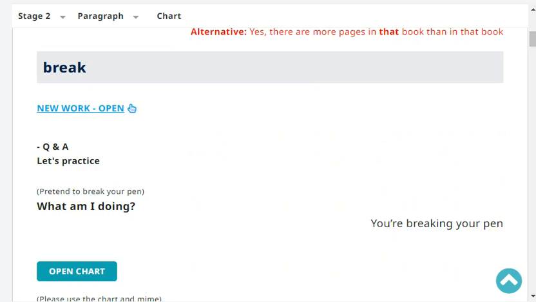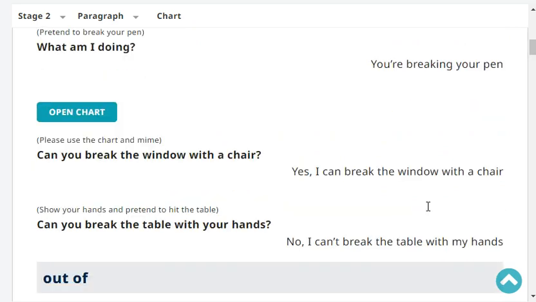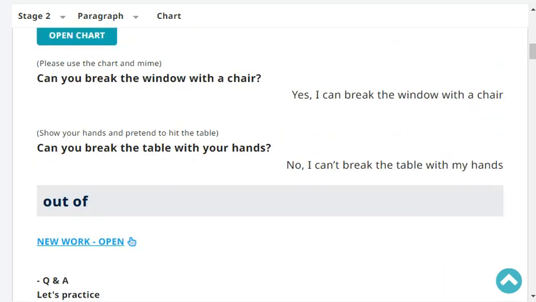Can you break the window with a chair? Yes, I can break the window with a chair. Can you break the table with your hands? No, I can't break the table with my hands.